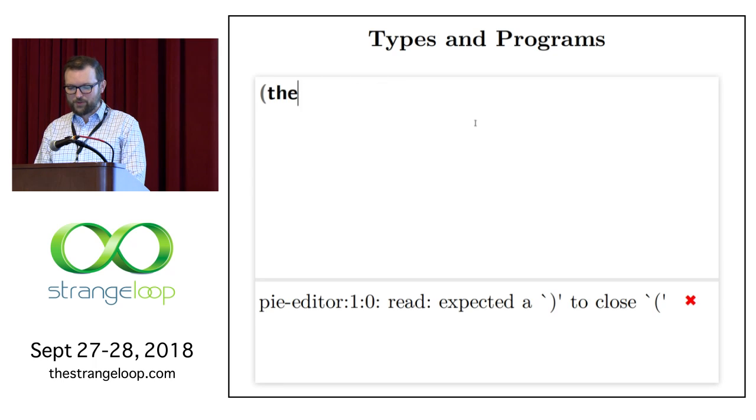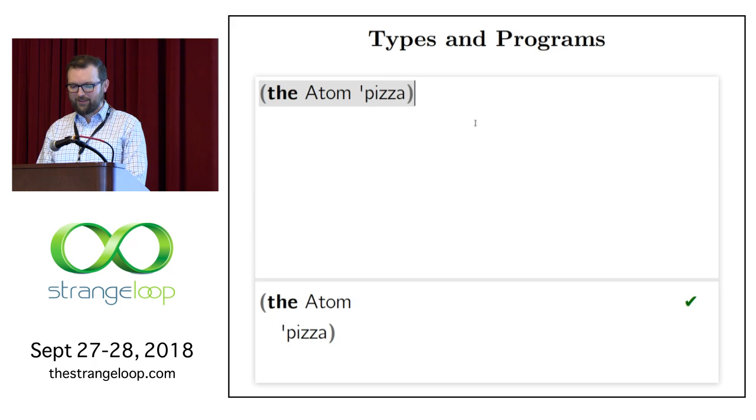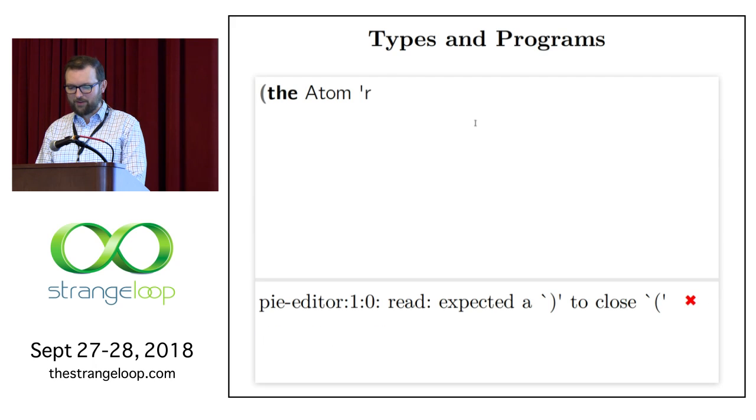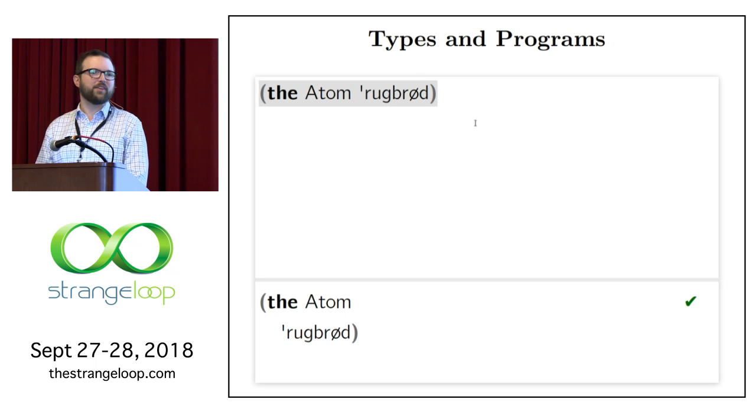We can also write the descriptions ourselves. So I can say the nat 23. I can say the atom pizza. I can even say the atom wupol, because I like wupol. It's very delicious bread. If you ever go to Denmark, get some.